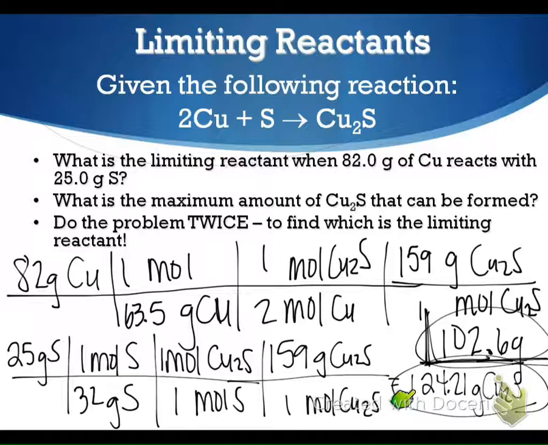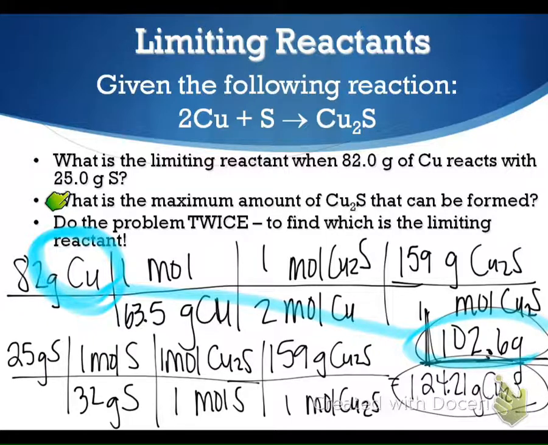So which of these do you think would be our limiting reactant? Yeah, copper. Very good, copper. Okay, so whatever T-chart gives you your smallest mass, you need to look back to the beginning of that T-chart, and that compound will be your limiting reactant. Okay? This is really important for you to see that just because the starting amount is smaller does not mean that it will be your limiting reactant.